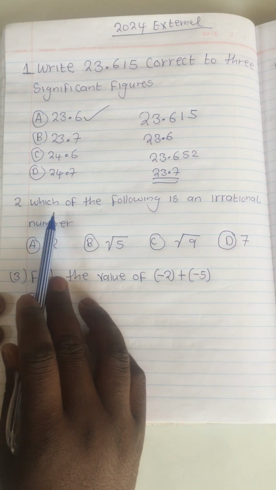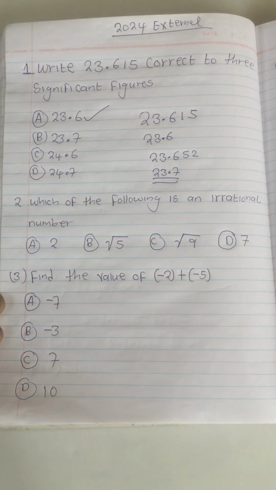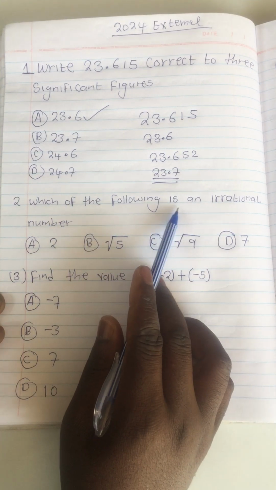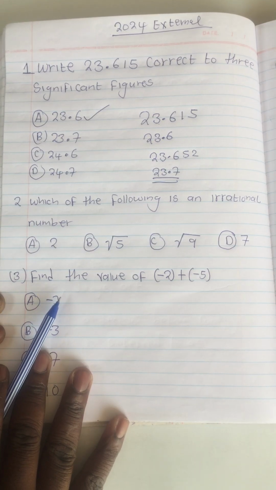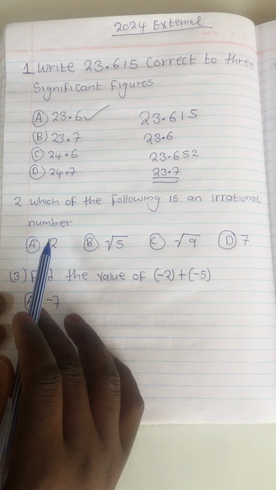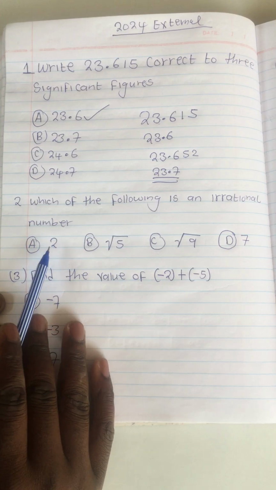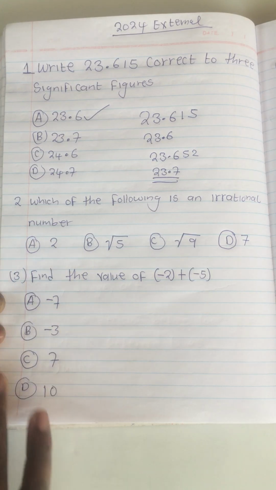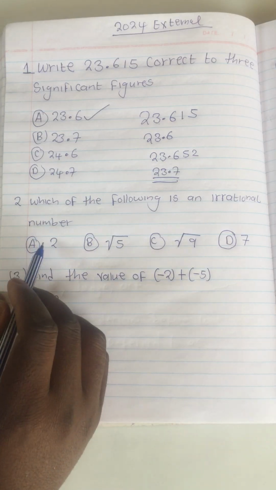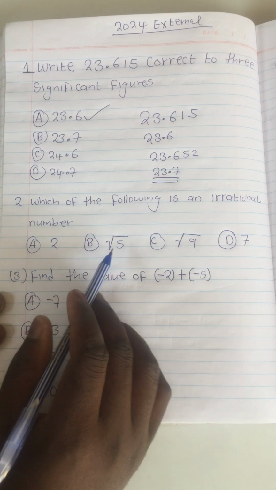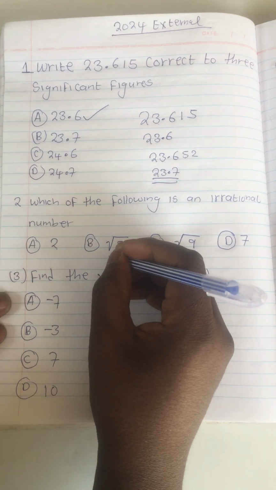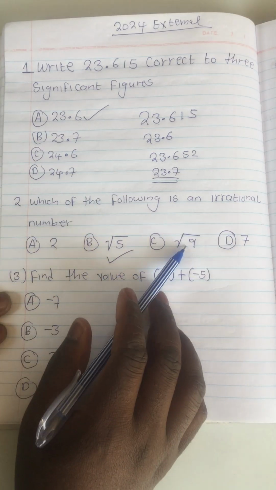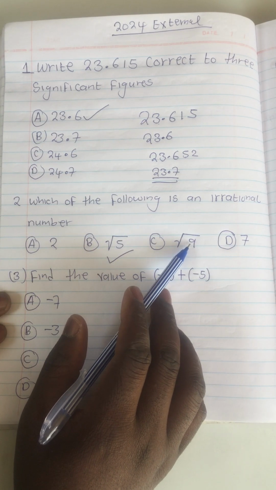We come to number 2. Number 2 reads: which of the following is an irrational number? An irrational number simply means a number which does not have a square root and cannot be written in the form of a fraction. Option A is also irrational, but since it's not inside the square root, it is not the answer. We come to B. There is no square root for 5, so the answer here is B. And 9 is a rational number. There is a square root for 9.